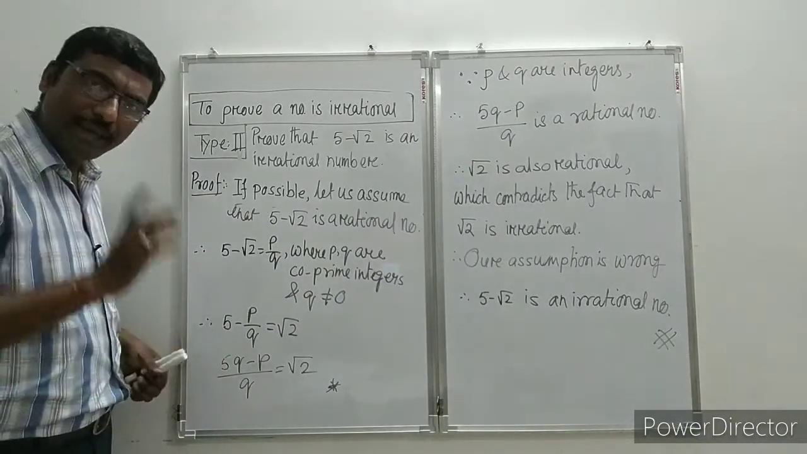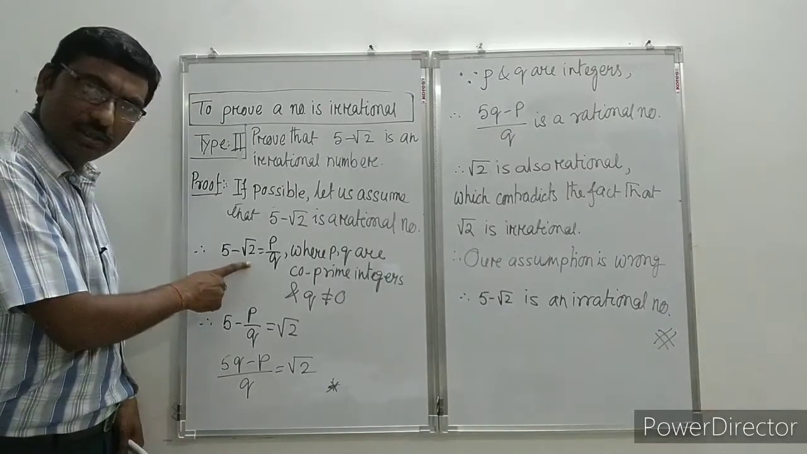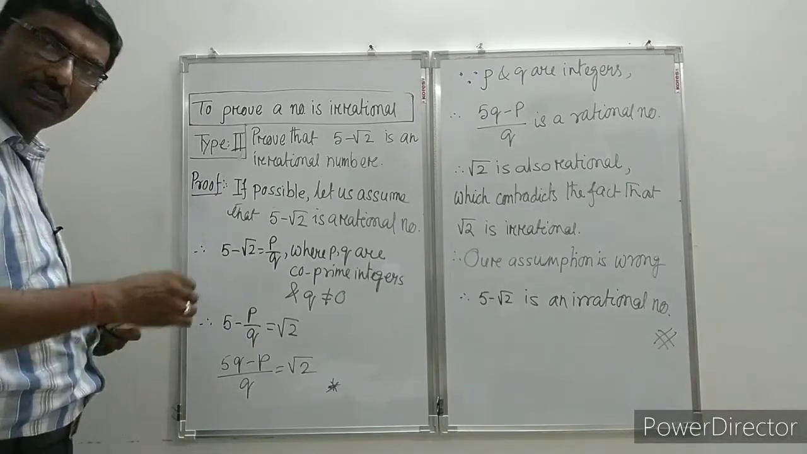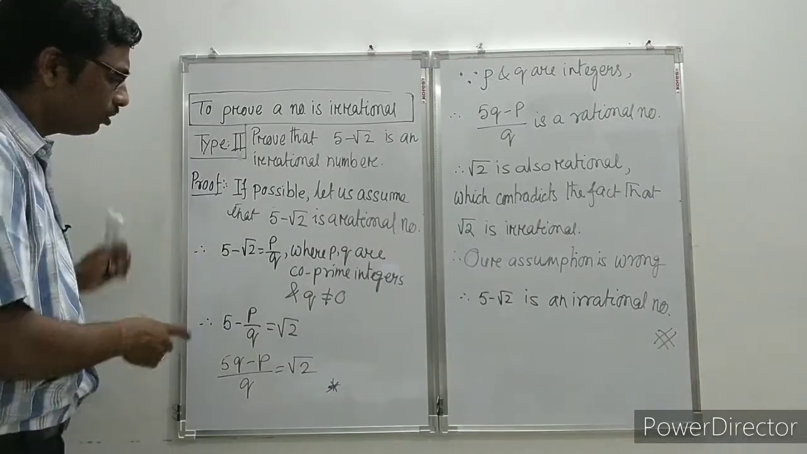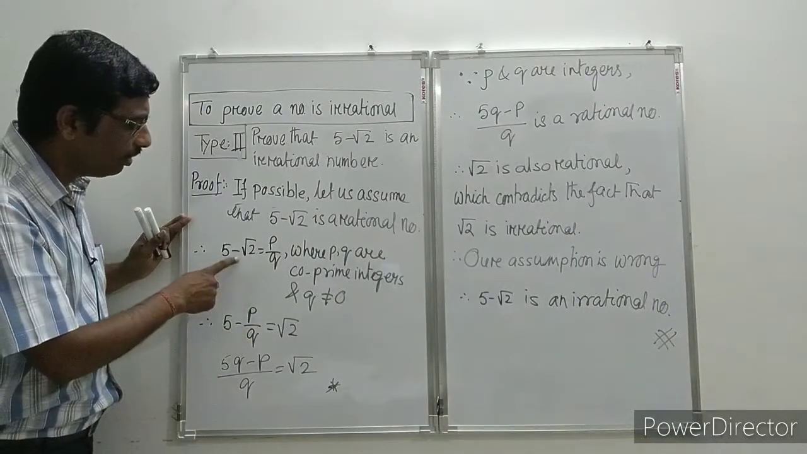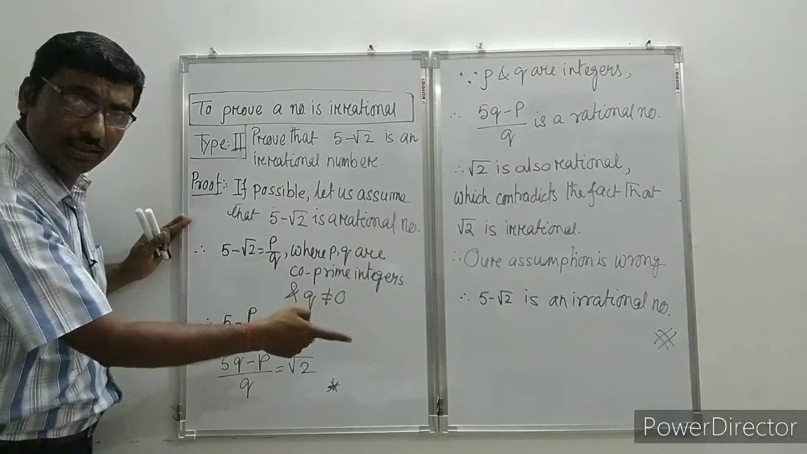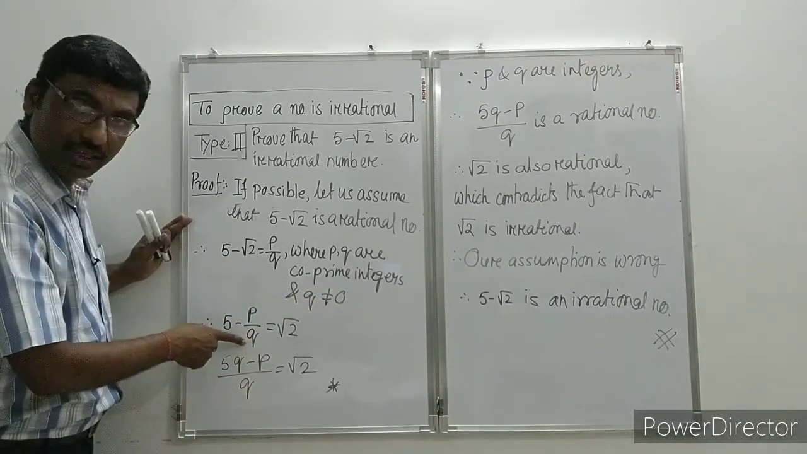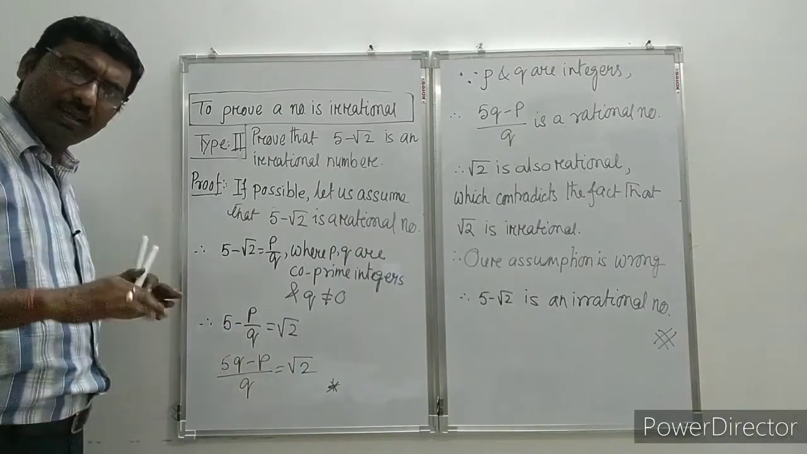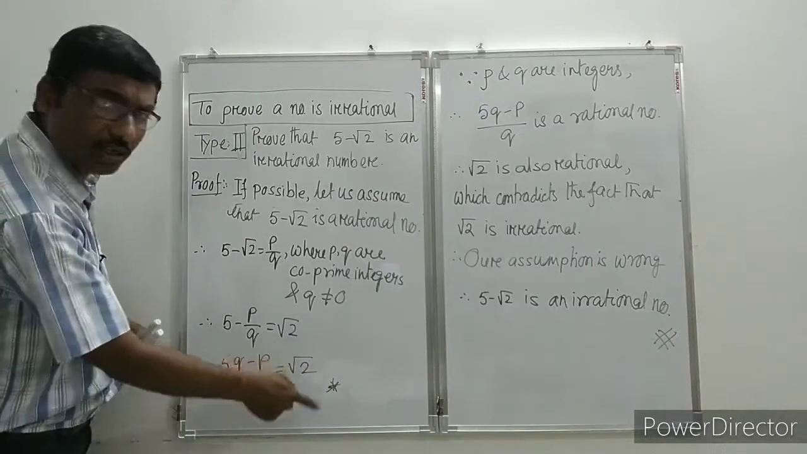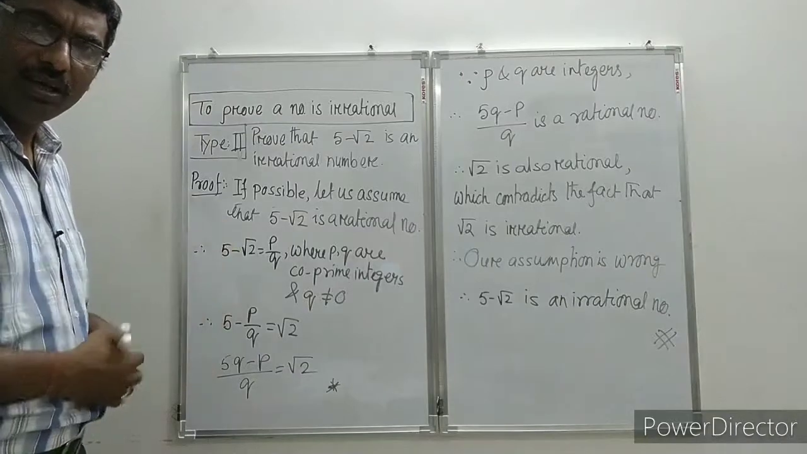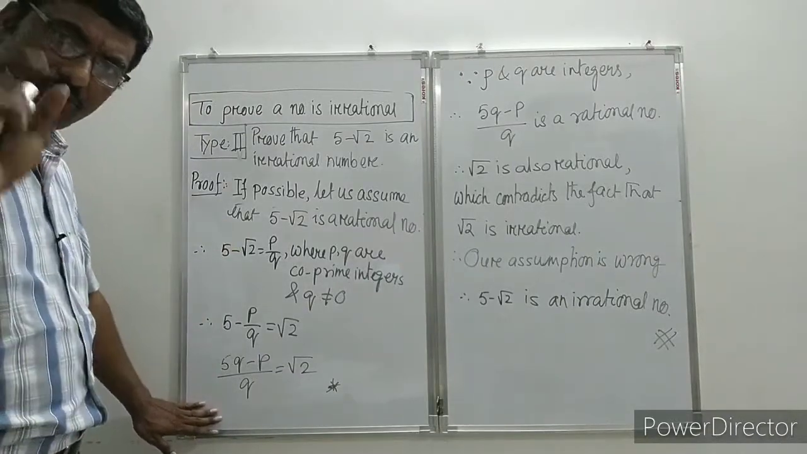What we will do? Our aim will be to keep the irrational number separate and all the other terms together. That depends on you, how you do. So here you see, we are bringing p by q, transposing to the other side and taking minus root 2 to the other side. And then we are getting, by taking LCM, (5q minus p) by q is equal to root 2. That is, our aim will be to keep the irrational number separate and all others on either side of the equal sign. This is the first job.